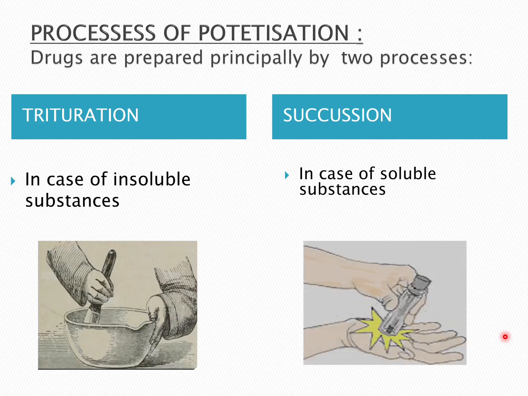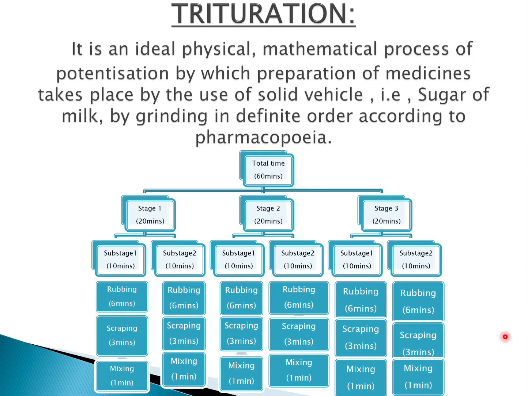Now let us discuss trituration. Trituration is an ideal physical mathematical process of potentization by which the preparation of medicines takes place by the use of solid vehicle, that is sugar of milk, by grinding in definite order according to pharmacopoeia. Trituration is a process done for 1 hour. The whole process is divided into 3 stages, each taking 20 minutes. Each 20 minutes is again subdivided into 2 substages of 10 minutes each. Each 10 minutes is composed of rubbing with basil for 6 minutes, scraping for 3 minutes, mixing for 1 minute.